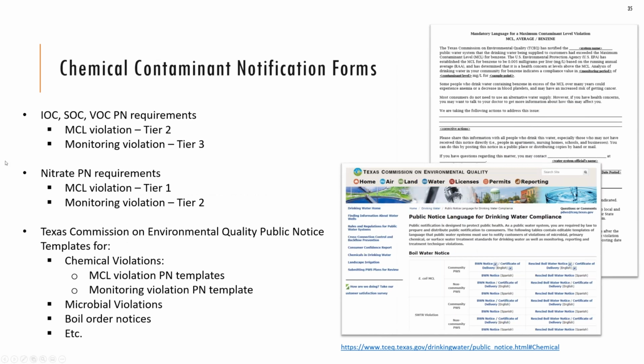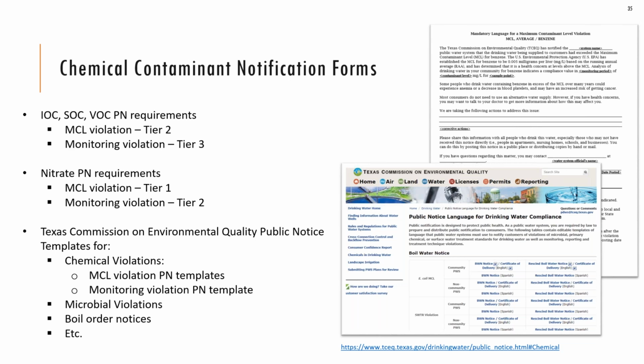Now, if a system fails to monitor for a contaminant or has an MCL exceedance, public notification is required. For most IOCs, VOCs, and SOCs, a monitoring violation requires a Tier 3 public notice to be distributed within a year, and an MCL exceedance will require a Tier 2 public notice within 30 days. Nitrate specifically has a stricter requirement where a monitoring violation requires a Tier 2 notice within 30 days, and a nitrate MCL violation requires a Tier 1 notice within 24 hours.